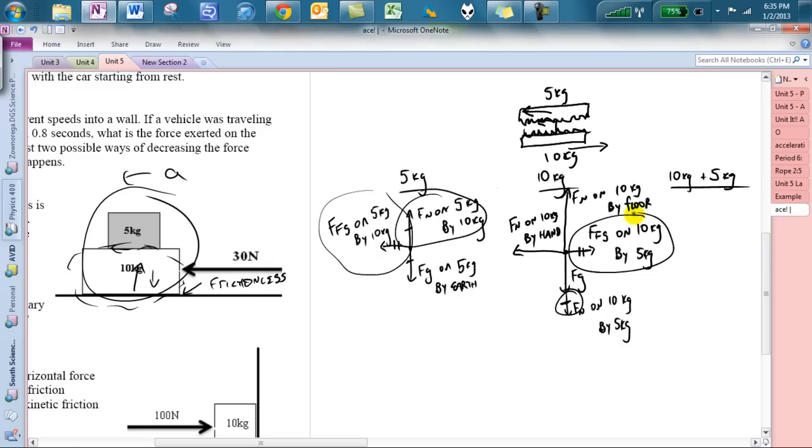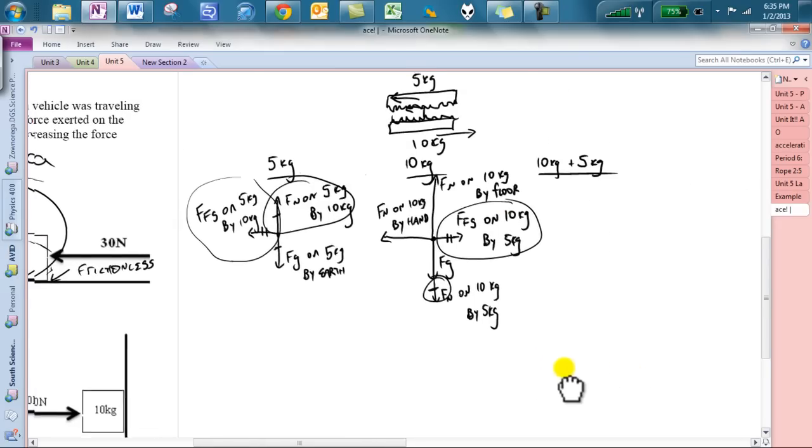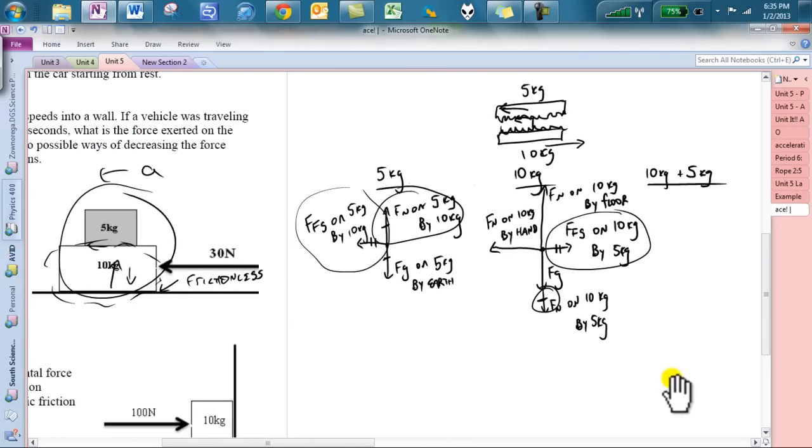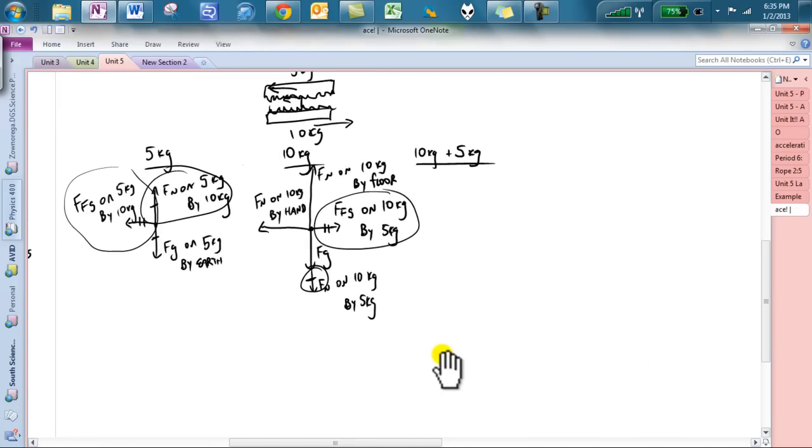So that is our situation. You notice that those are really kind of messy force diagrams. The one that makes this really easy is if you draw a force diagram for both of them. Again, you start to notice that this is always the way to go. You have our Fg on the entire system, on the 10 kilogram and the 5 kilogram, by Earth. You'll notice that we can combine both of those because the Fg's are both pulling downward.